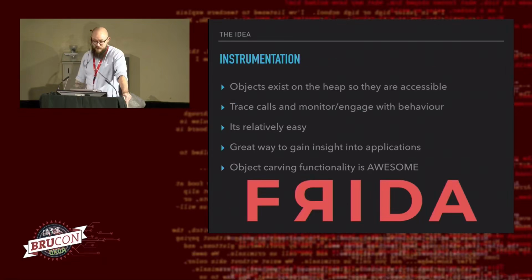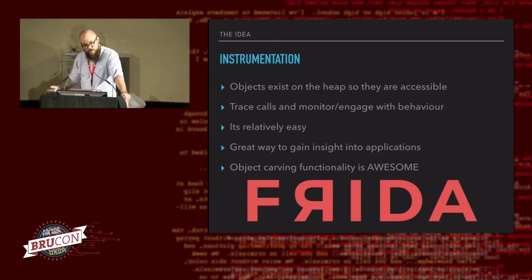And then I thought, well, what about instrumentation? So there's this great tool called Frida. Not the only instrumentation tool out there, but I thought, well, these objects exist, so they must be on the heap, and therefore they must be accessible. Not only with instrumentation can we access the objects on the heap, we can also trace calls and monitor behavior. And Frida's made it relatively easy to implement this compared to the previous tools. And it's a great way to gain insight into applications in general, not just for analyzing the heap. But why I stuck with Frida was because its object carving functionality is awesome. And I will show you in a bit why.